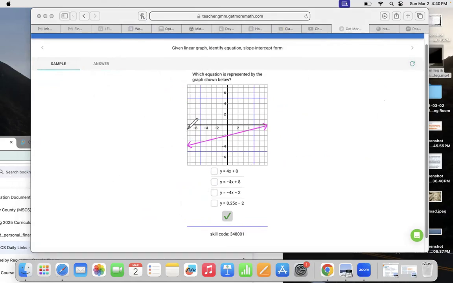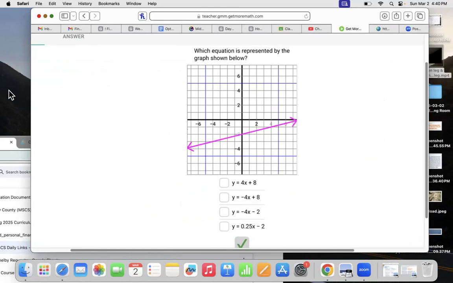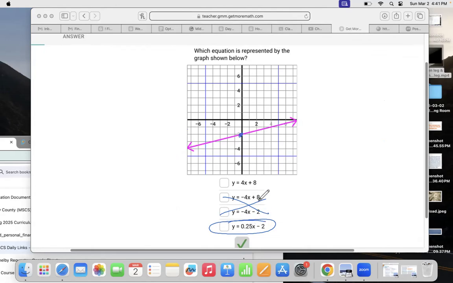This one here, again, I'm going to pay attention to the direction of the line. I'm going to trace it, and it goes upward from left to right. So I know that's positive. So these two are out. I know that it's crossing here at -2. So that means my answer has to be this one. I don't even have to find my slope because it is not up here at +8.